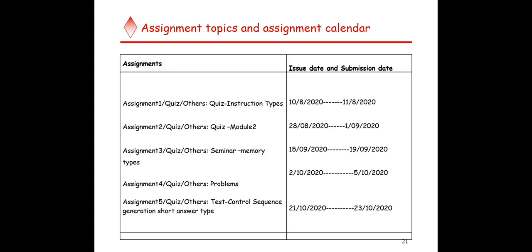So these are the assignment details. 5 assignments from 5 modules, and the issue date and submission date I have just mentioned. Even that information you will get from your Google Classroom. Based on that, you can submit the assignments on time.